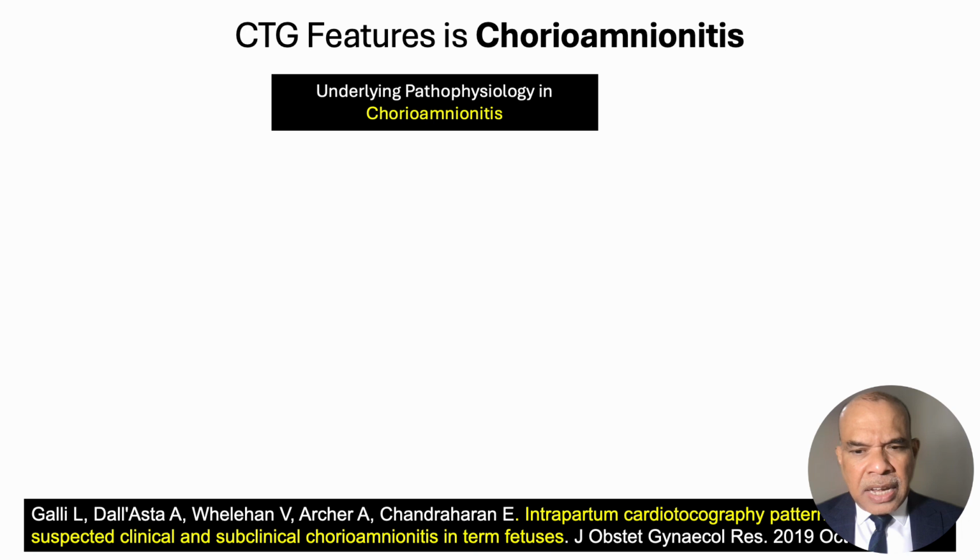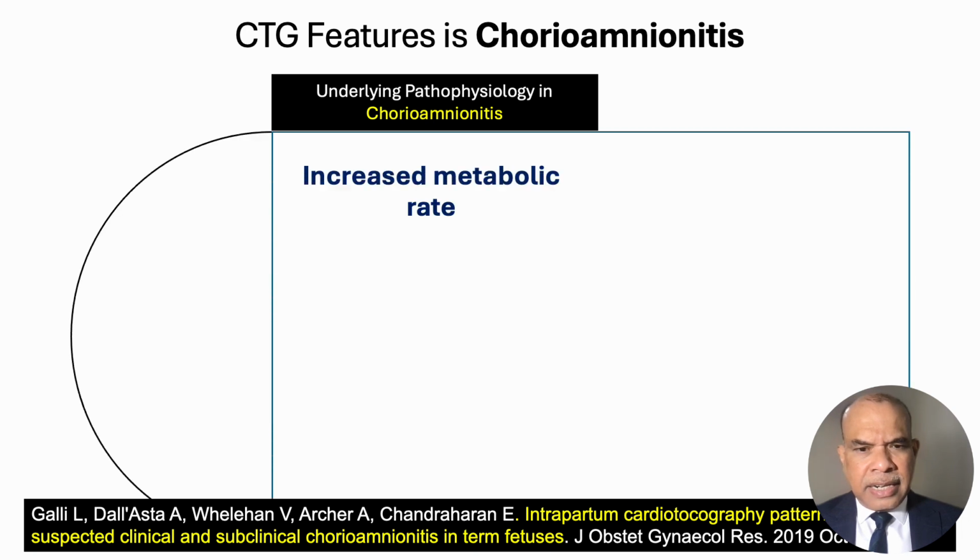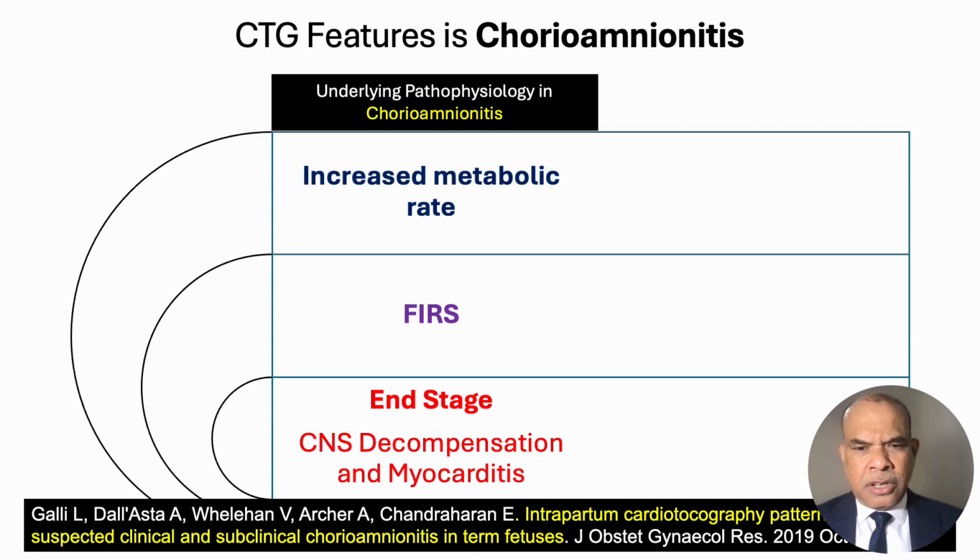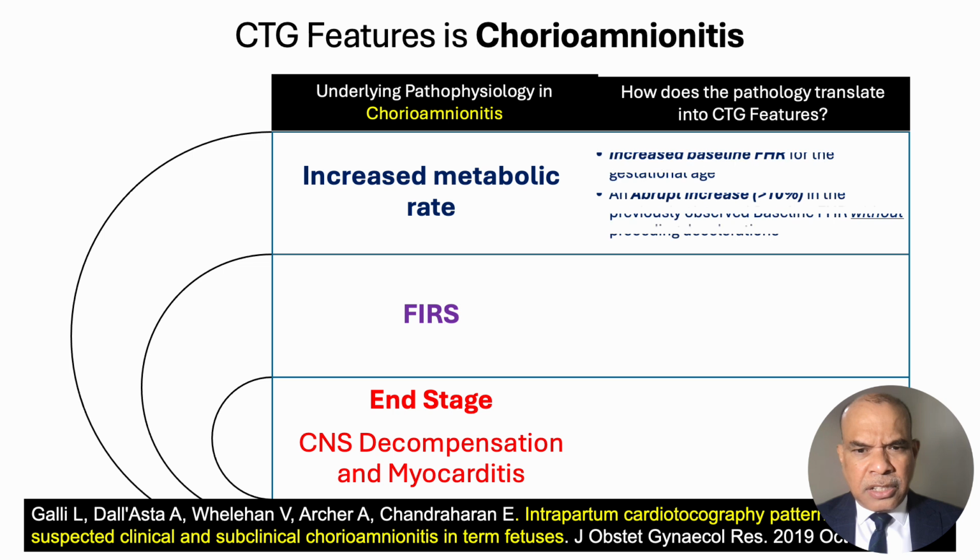And one of the things we have added in this guideline is chorioamnionitis. So we know that in chorioamnionitis you're going to have an increase in the metabolic rate. So if it happens in the antenatal period, the fetus is going to come to you with a higher than expected baseline for gestational age.